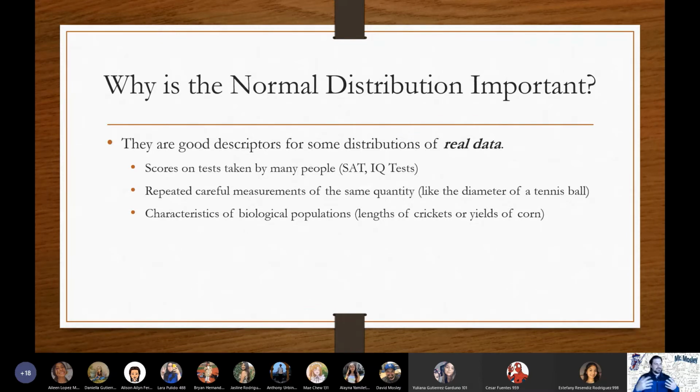Then characteristics of biological populations, such as lengths of crickets or yields of corn. Again, these types of things that we have many, many measurements for, and there's kind of a normal variance, like a smallest and a largest and a bunch of stuff in between. Those will typically be able to be modeled with normal distributions.